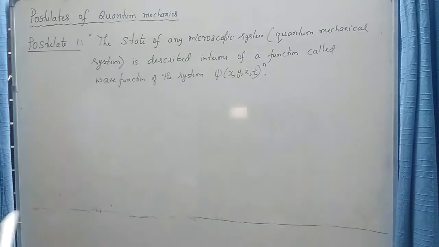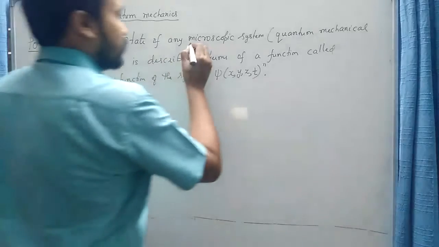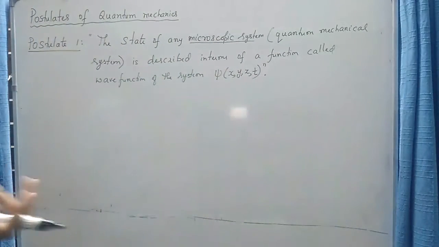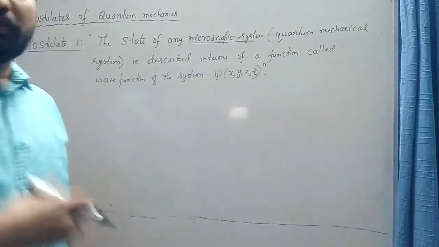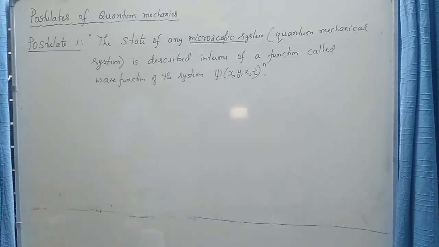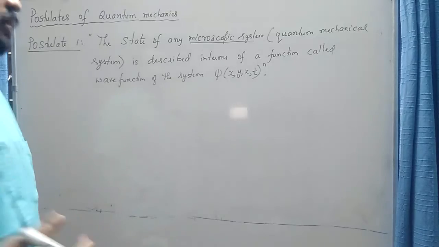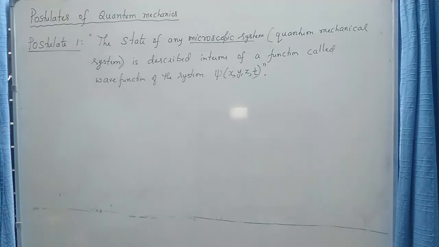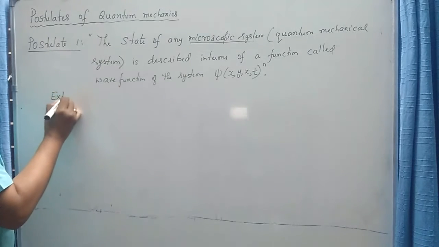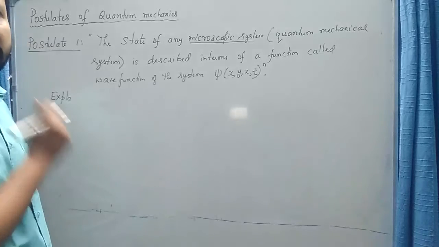This is the statement, this is what you should know. The state of any microscopic system. We are restricting ourselves to microscopic systems because quantum mechanical calculations are strictly applicable to microscopic systems. Of course they are applicable even to macroscopic systems, but we need not apply quantum mechanics there because classical mechanics serves the purpose. So the state of any microscopic system or a quantum mechanical system is described in terms of a function called the wave function of the system. This statement requires some explanation, so let us try to understand what it actually tells us.